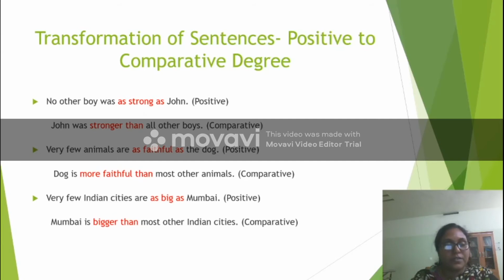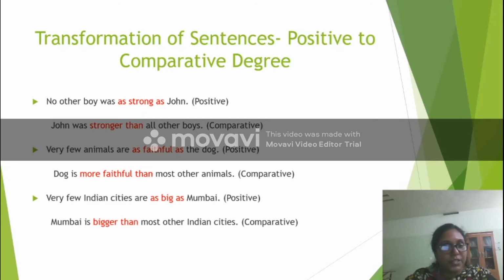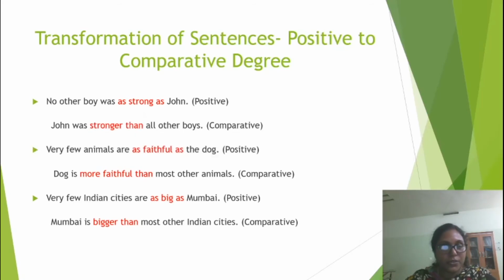Now, we come to the next sentence. Very few animals are as faithful as the dog. The same usage, as, is used with the positive degree. Now we will see the comparative degree. The dog is more faithful than most other animals. So the comparative degree, more faithful, with than is used to express the comparison.